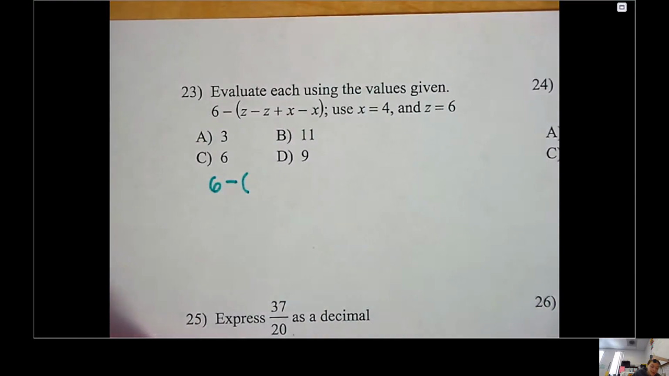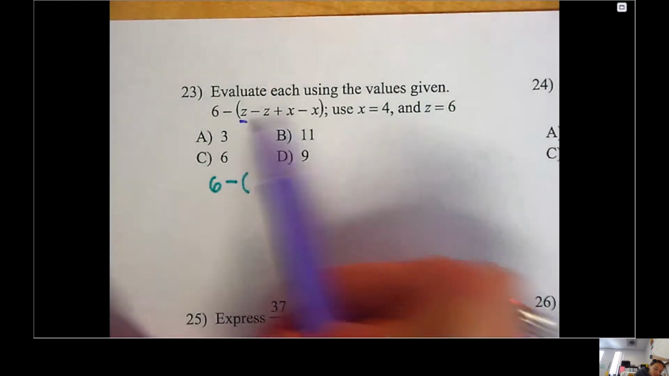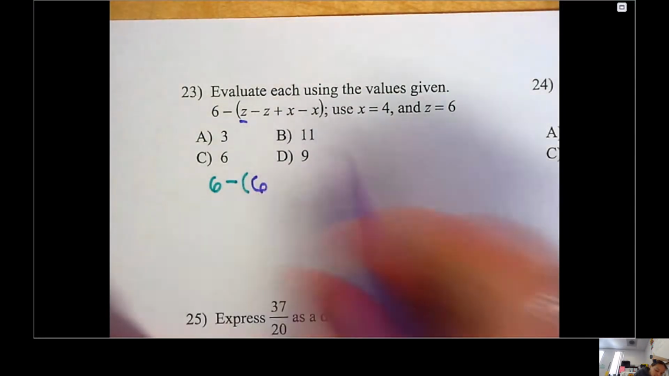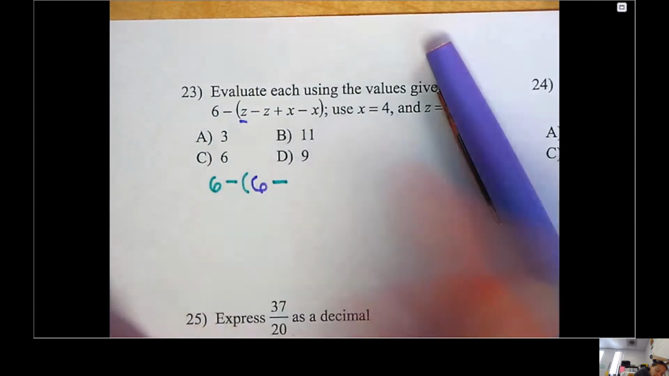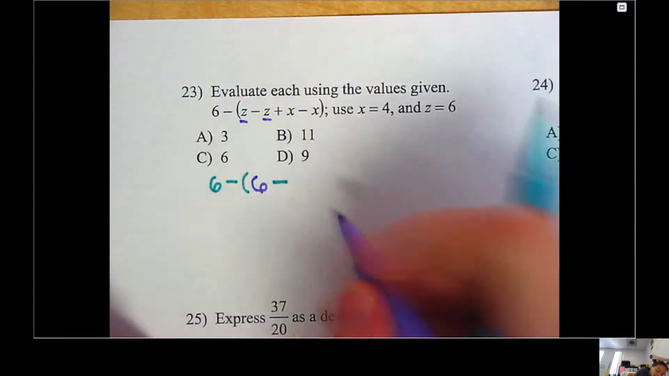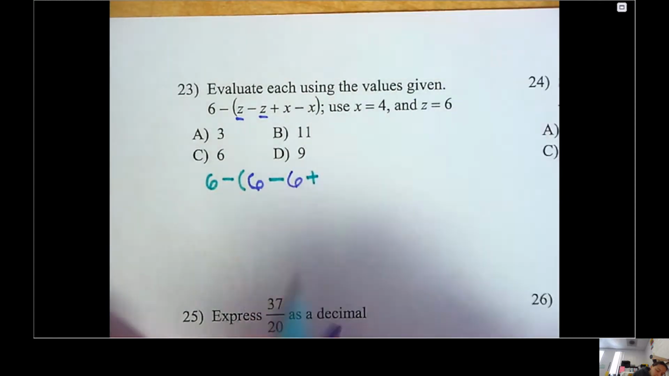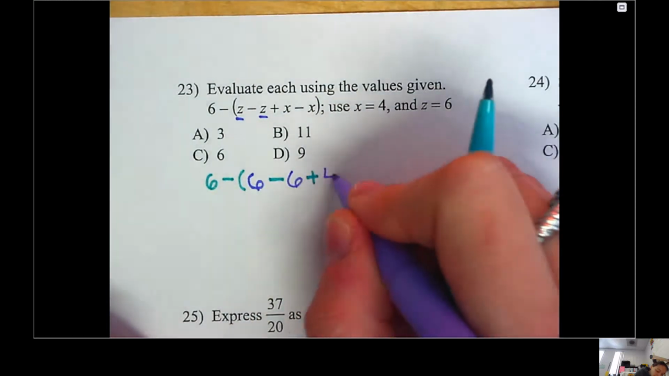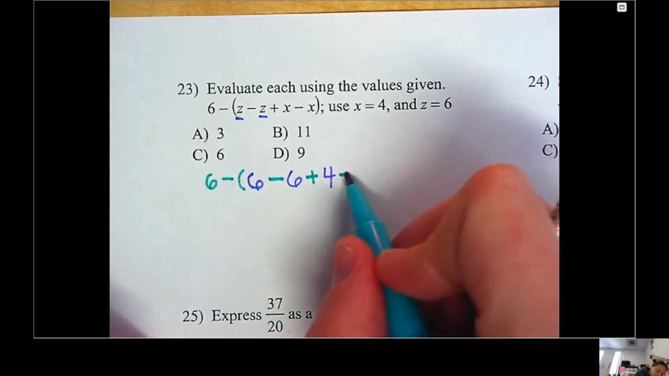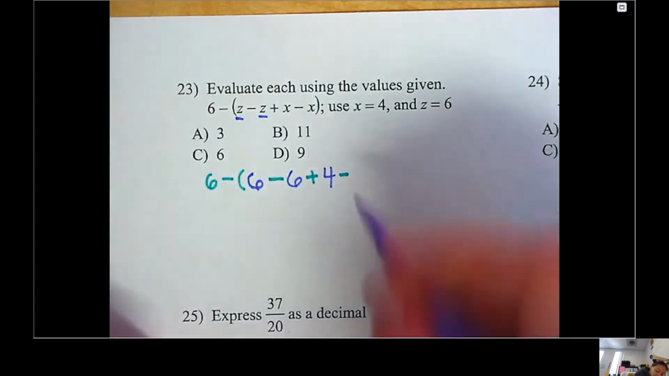Okay, 6 minus z is a 6, minus z is a 6 again, plus x is a 4, minus x is a 4 again.